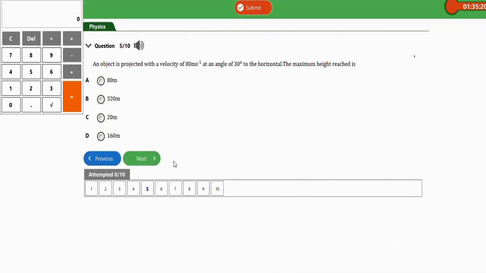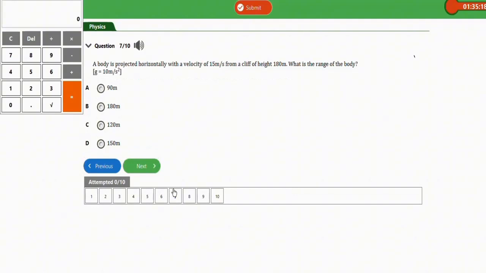So the next repeated question we're going to solve is this question. It says a body is projected horizontally with a velocity of 15 meters per second from a cliff of height 180 meters. What is the range of the body?